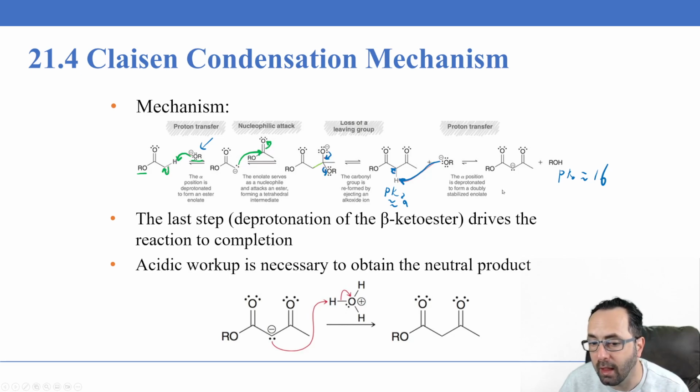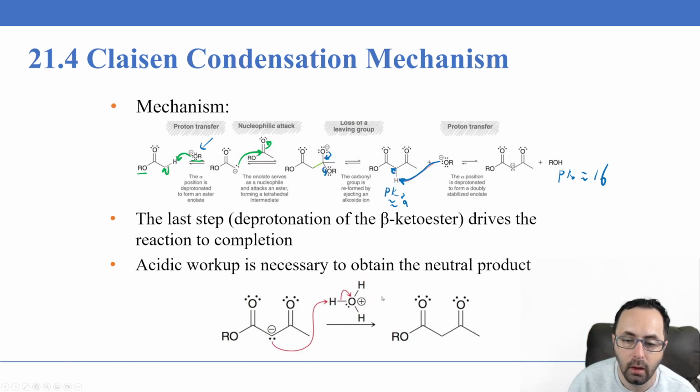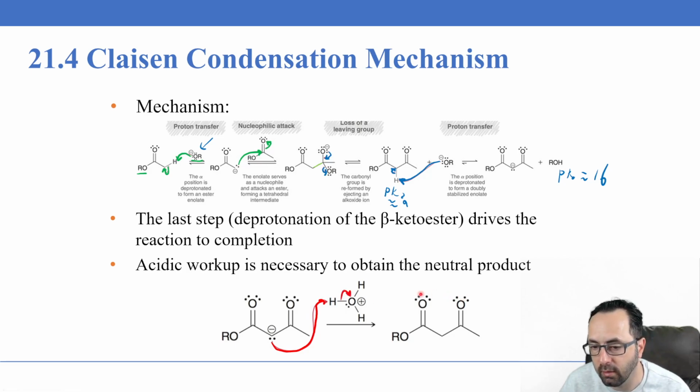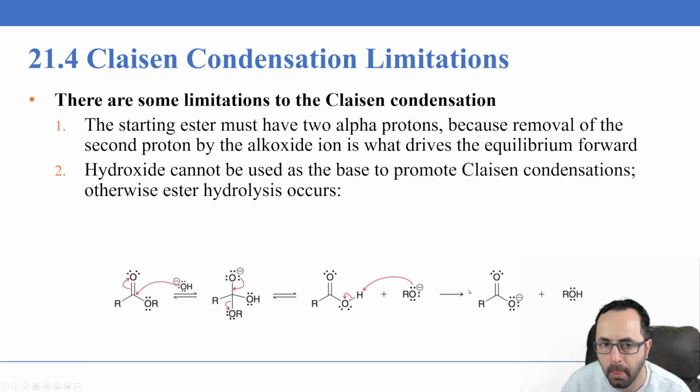And that's why we need the last step, the acid workup: at this point this proton is so acidic that we're going to need a stronger acid to protonate it. Our stronger acid is whatever strong acid gives us the hydronium ion. And so we have a proton transfer from the hydronium, finally protonating and giving us the neutral product. So we have the beta keto ester produced.